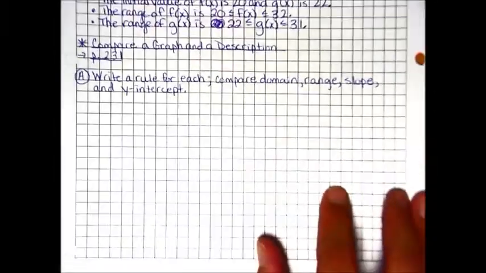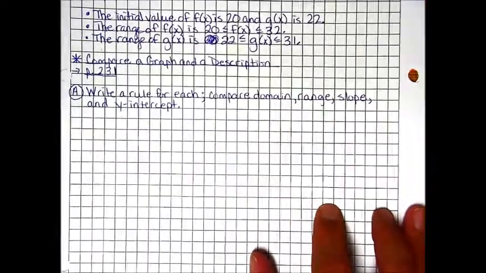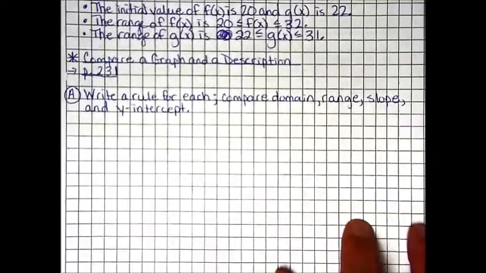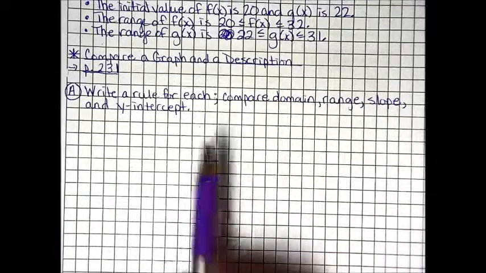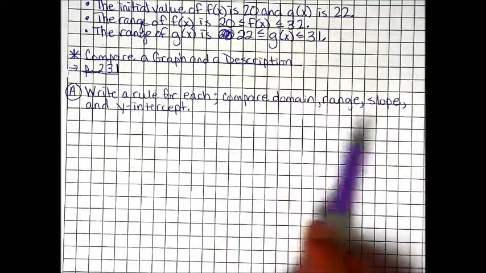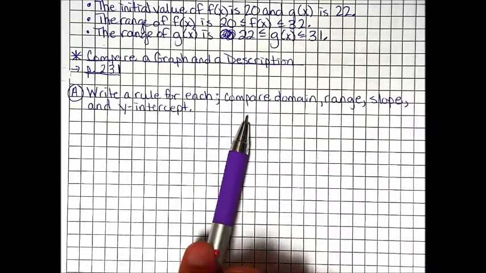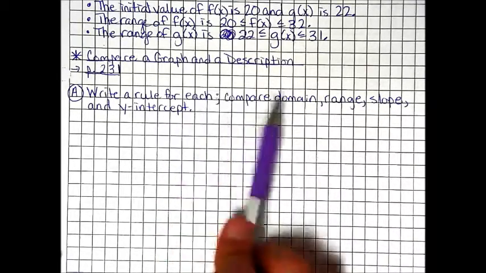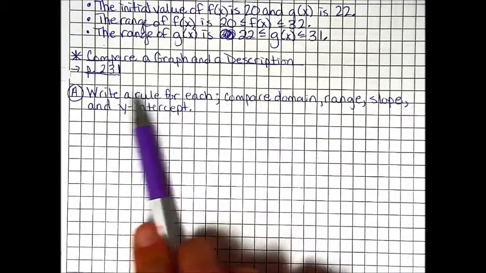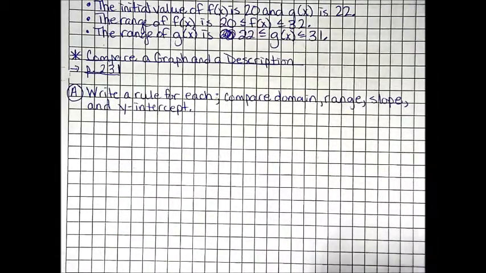They're going to ask you to compare a graph and a description. You're going to have to be able to do multiple things, like write a rule, compare the domain, the range, the slope, the y-intercept, lots of stuff. So take a second, pause this if you need. Everybody get this down and find example A on page 231. When everybody's ready, go ahead and play it again.